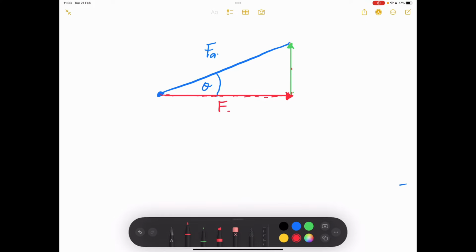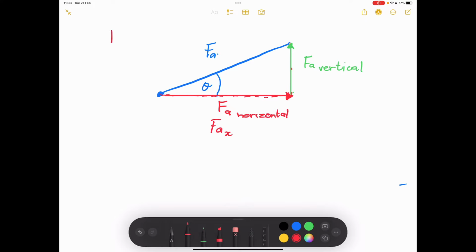Now let's call this one the equivalent of A in the horizontal dimension. Please just stay with me, ladies and gents. And this one in green will be the equivalent of A in the vertical dimension. For the sake of time, I'm going to give these forces a name. Let's call this one FAX.